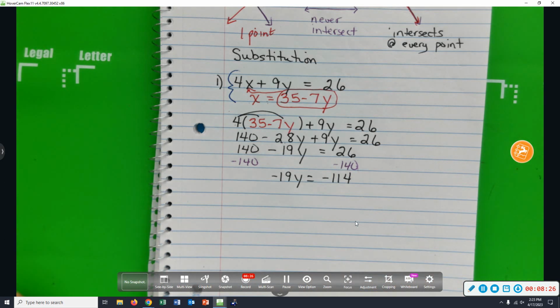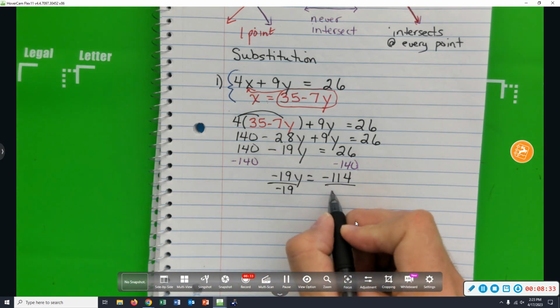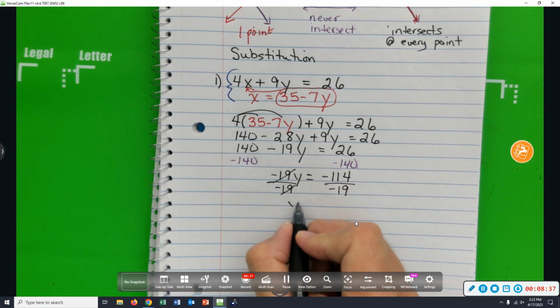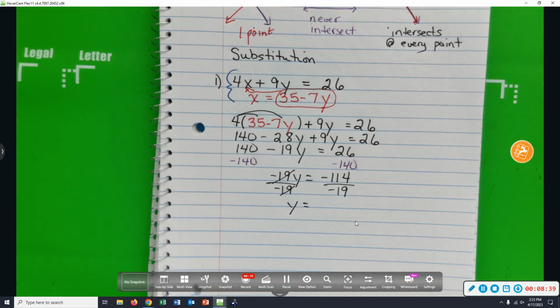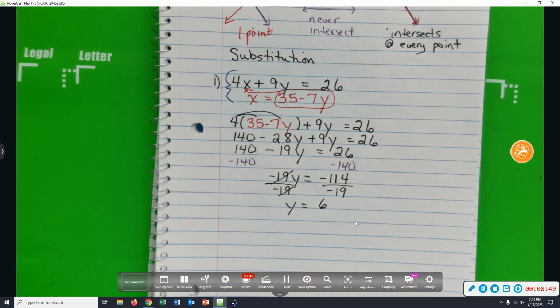Only one thing left to do here. Divide both sides by negative 19. Negative divided by negative is positive. What are we getting for y? 6. Negative 114 divided by negative 19, 6. Okay, if you got it, punch it into your calculator.